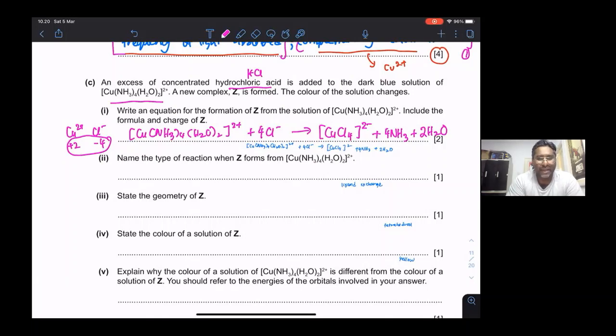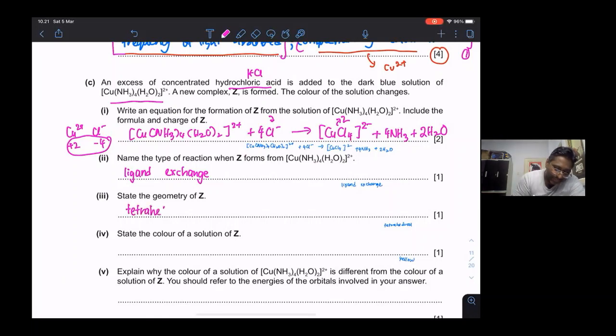Name the type of reaction when Z is formed. So this is Z. Name the type of reaction that Z forms from this. This is going to be ligand exchange. The new ligand is going to be the Cl minus. It is going to exchange, or remove, the ammonia ligand and water ligand, and you are only going to have this tetrahedral molecule, CuCl4. Since I already mentioned the answer over here, state the geometry of that. This is going to be tetrahedral.